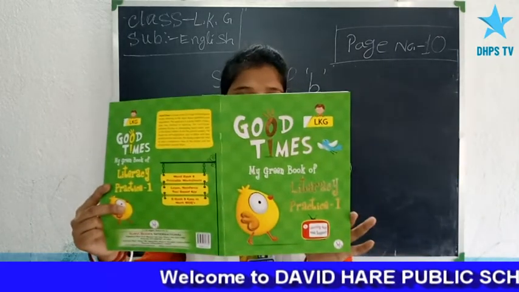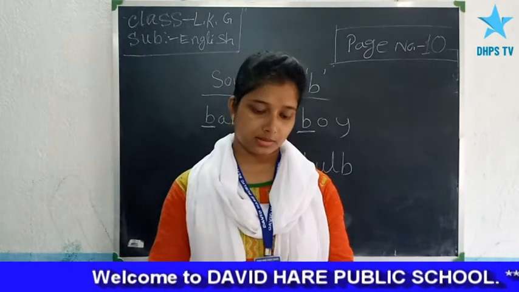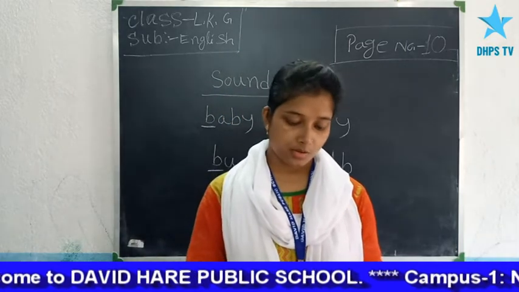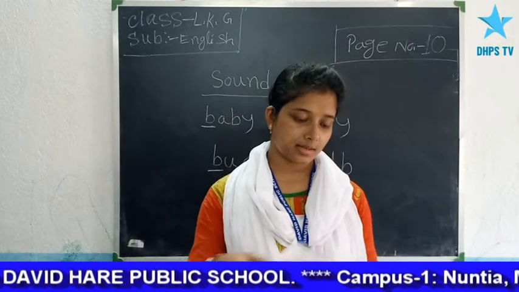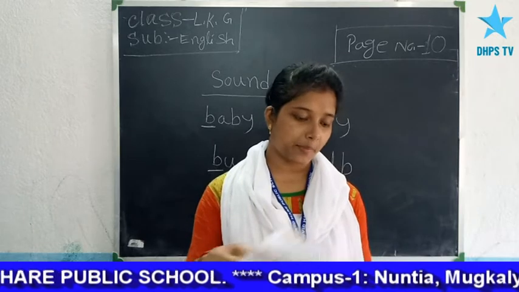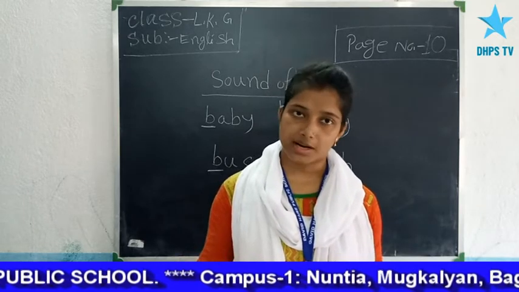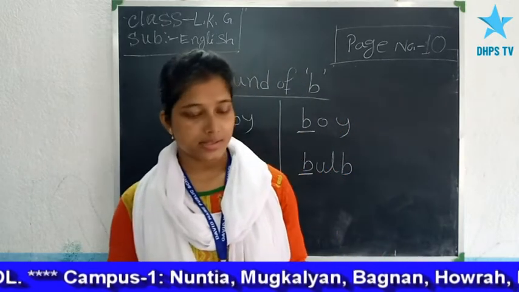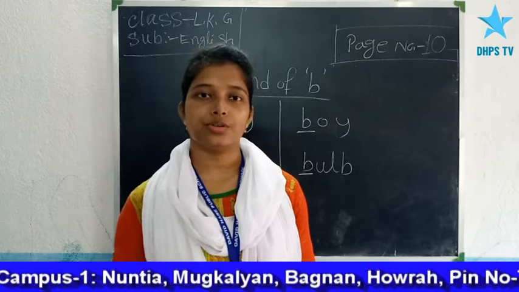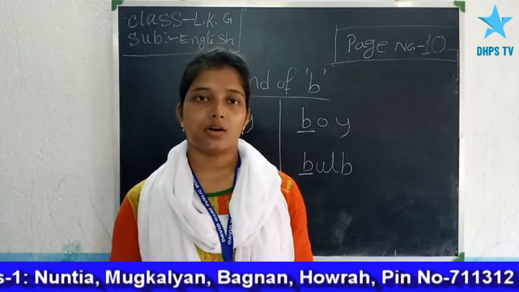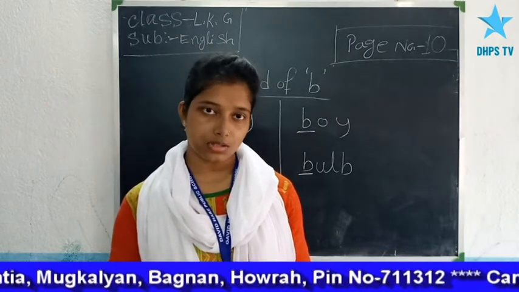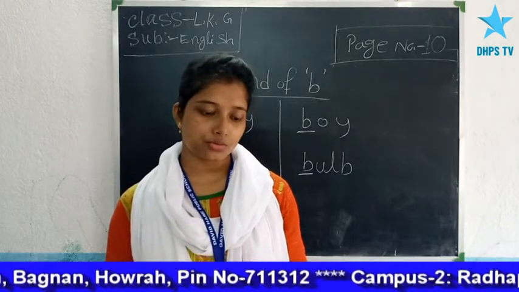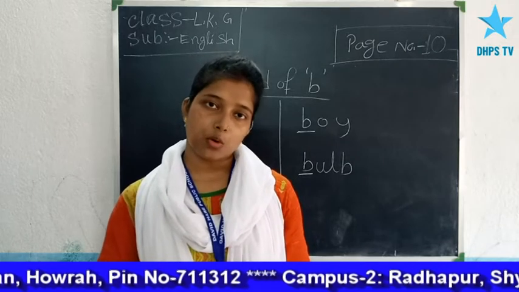Literacy practice 1, open your book, page number 10. And the topic is sound of B. In your previous class, you learned about vowels and consonants. The 5 letters A, E, I, O, U are vowels, and the rest of the letters are called consonants. Today I am going to teach you about the consonants.